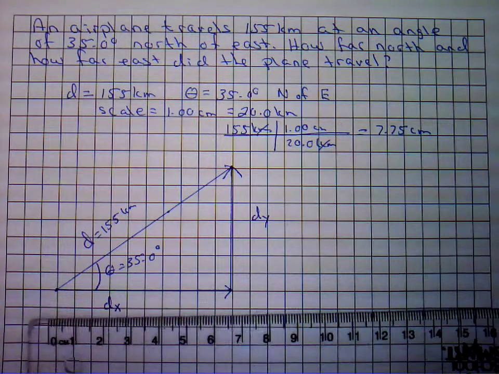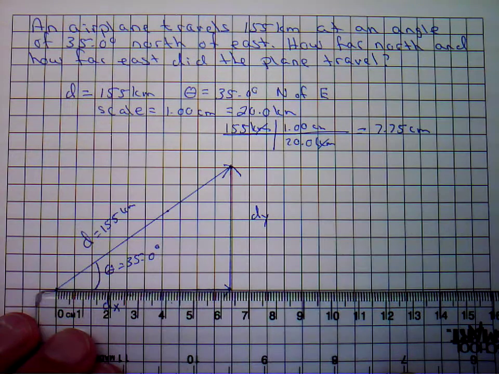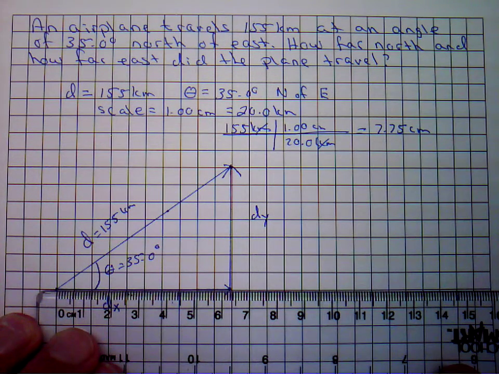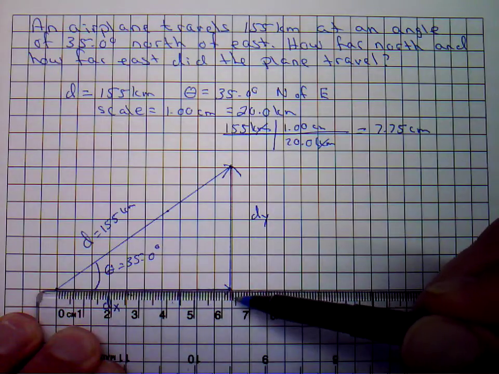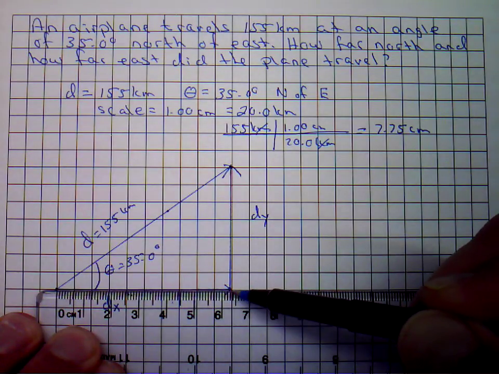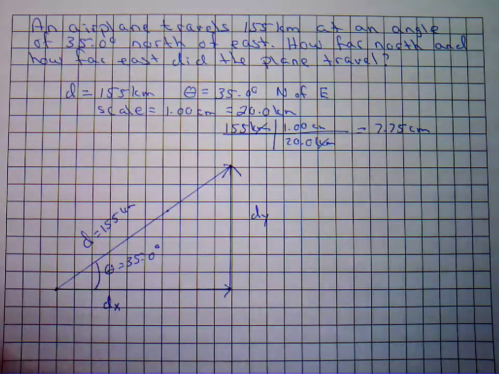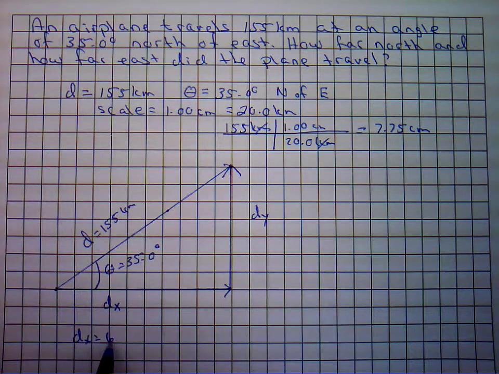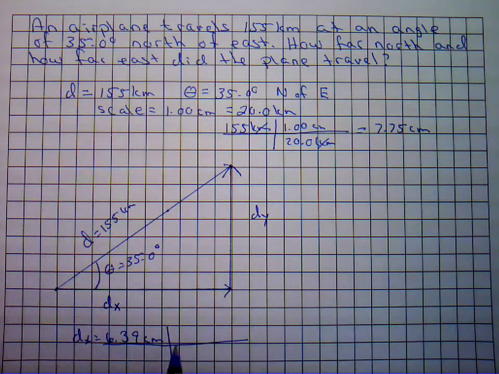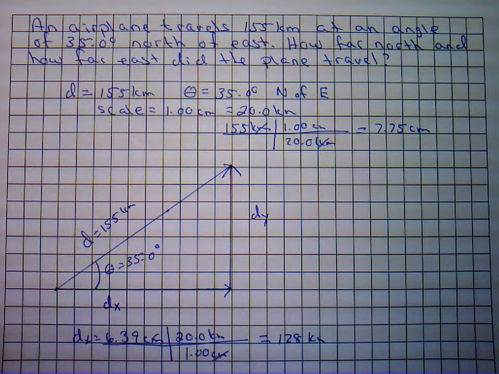We then need to measure the length of this x component. Since we're using this metric ruler, we should be able to go 2 places past the decimal. This is measured to be about 6.39 if we estimate as accurately as we can. So dx is 6.39 centimeters. We want to convert that to the actual distance. We use our scale, 20.0 kilometers over 1.00 centimeters, so the centimeters cancel. And we should end up getting 128 kilometers, using the correct number of significant digits.